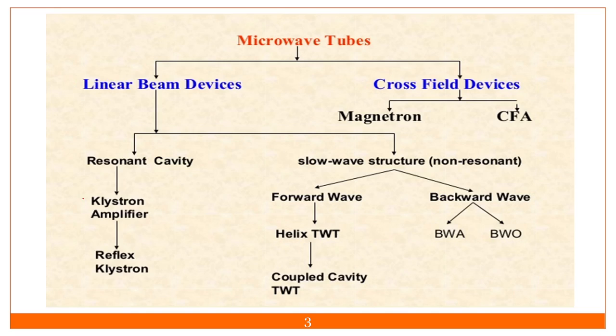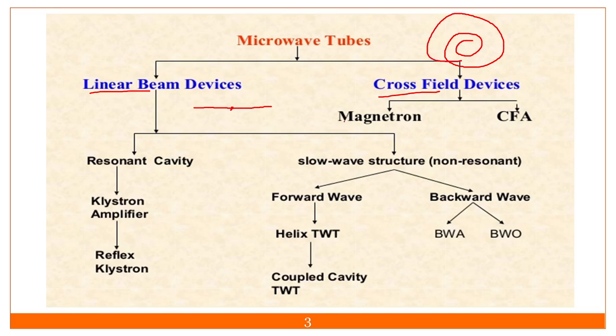So we discuss the microtube. There are two types of tubes: the linear beam and the cross-field tube, or cross-field devices. In the linear beam tube, you will find a linear electron beam. In the cross-field tube, the electrons do not move in a straight direction; they move in a circular pattern, clockwise and anti-clockwise.